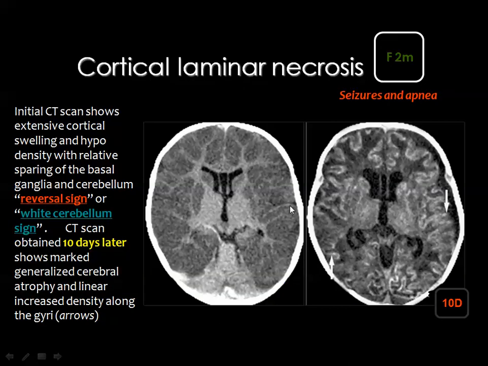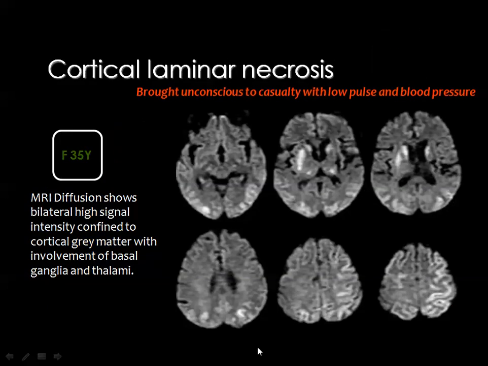And this is a case of hypoxic ischemic encephalopathy, and it shows clearly the white cerebellar sign and sparing of the basal ganglia. Then 10 days later, the CT scan showed extensive changes. The cortex showed these very well demonstrated hyperdensities representing cortical laminar necrosis, and also the start of dilatation of the ventricular system, denoting the loss of volume of ischemic brain tissue.